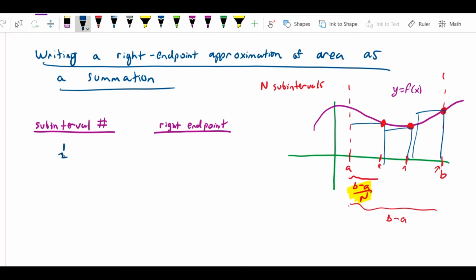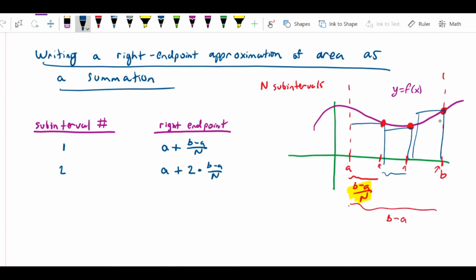Subinterval 1 and 2. Actually, let's do 1 first. The first subinterval, its right endpoint is going to be the width of the subinterval further to the right than a. So that means that its right endpoint is going to be a plus the width of the subinterval, which is b minus a over n. Now, for subinterval number 2, that's the one over here, that's going to be a plus, I've got 2 subinterval widths, so that's going to be 2 times b minus a over n.